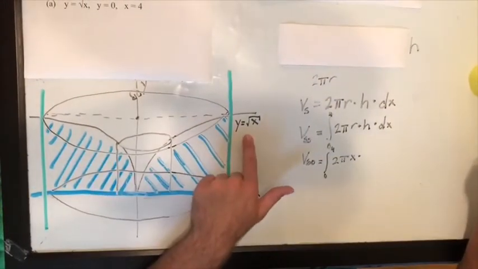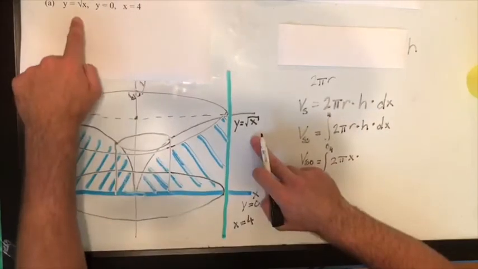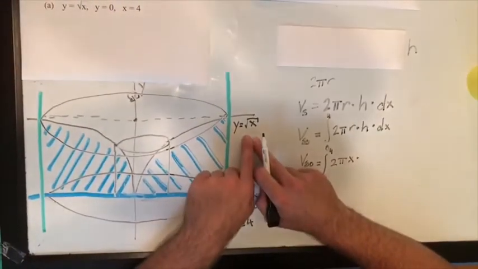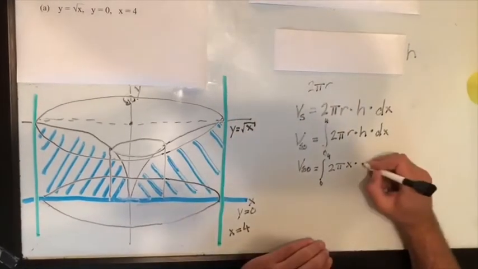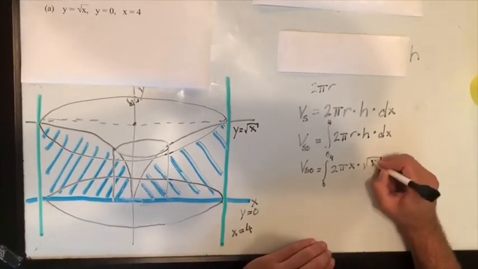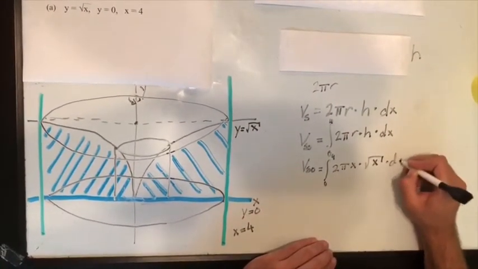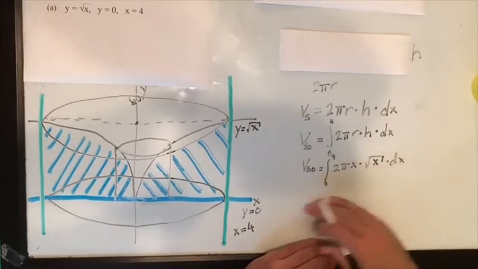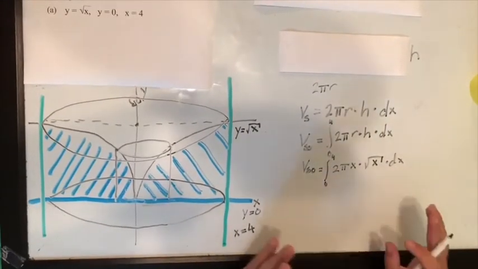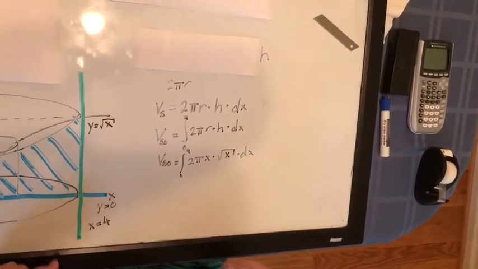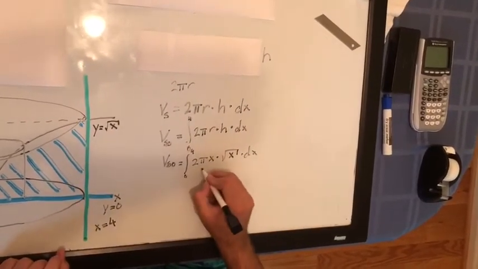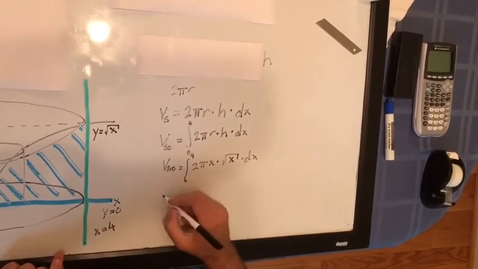Now the y value is given in the question as the square root of x. So instead of putting in y into our equation, we will plug in the square root of x. x times dx. Then there we have our equation, which we will solve with basic algebra skills. So our first step is going to be to pull out the 2 pi outside the integral.